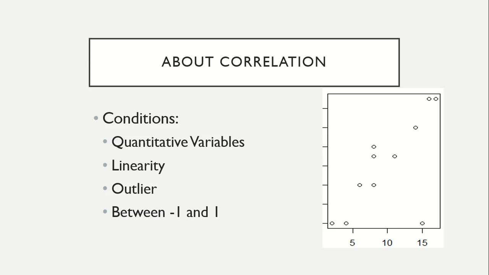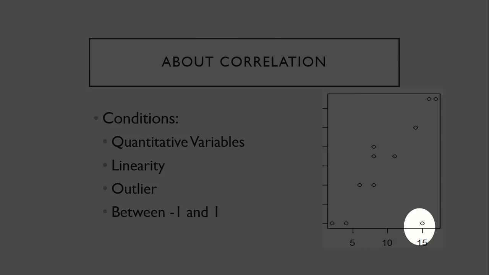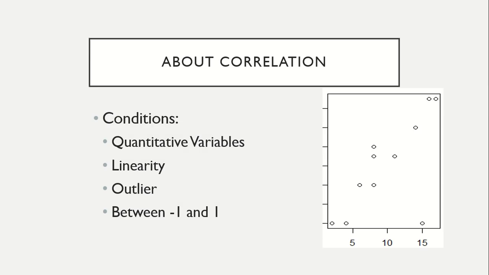So let's look at this real quick. Do you see anything wrong with the graph? Are there any conditions that look like they're being violated, assuming the variables are quantitatively related? Yes, there is. Direct your attention to the bottom right. As we can see, there is an outlier. This really messes up the correlation.